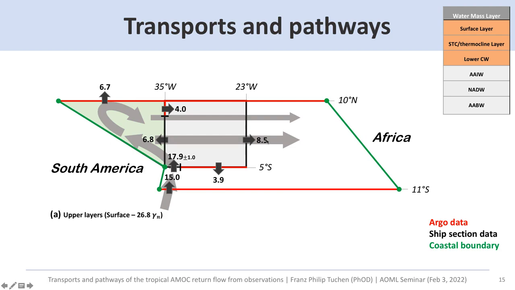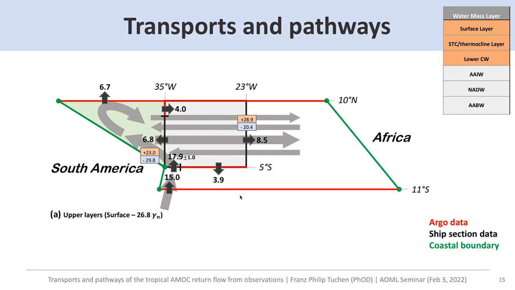In general, the water entering the tropics in these upper layers is very concentrated at the western boundary, where 15 Sverdrups enter, and slightly intensified at 5 South, but also partly recirculated at 5 South further offshore. Then across 35 West, we observed about 7 Sverdrups going westward and along the coast. But then again, remember that 35 West is just a mean of the western boundary circulation and the equatorial circulation.